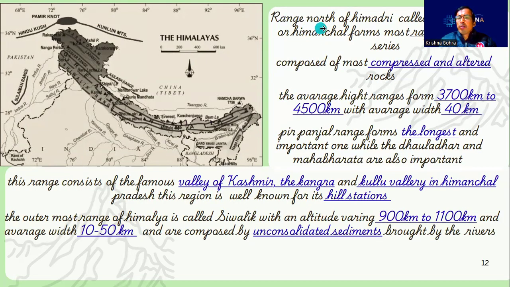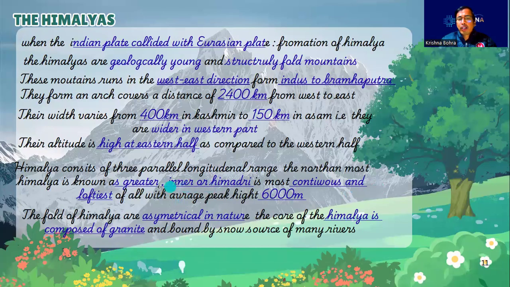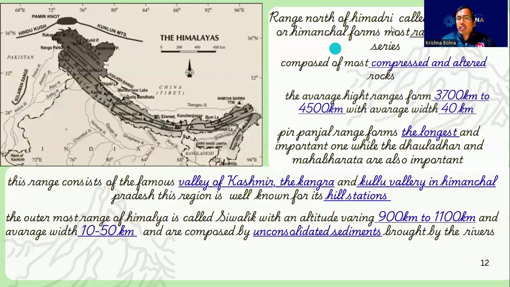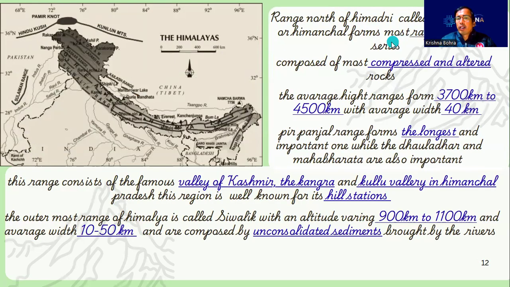Now, the range after the Himadri is called the Lesser Himalaya. The next Himalaya after the one we have studied, that is the Greater, Inner or Himadri Himalaya, southward is the Lesser Himalaya, also called Himachal. It is also locally called the Himachal Himalaya. It is compressed and altered rock. The average height ranges from 3,700 to 4,500 meters with an average width of 400 kilometers.